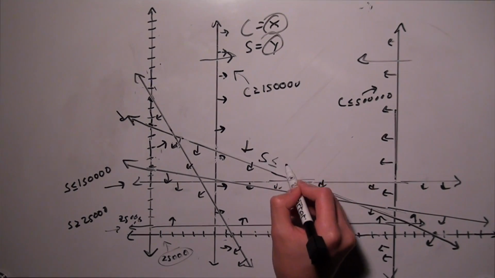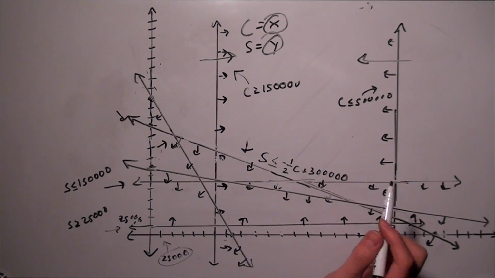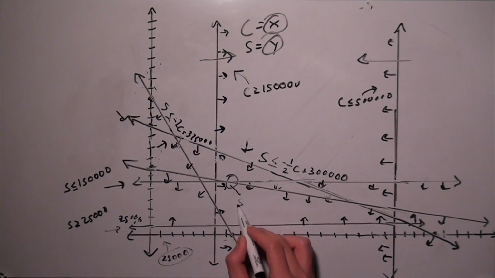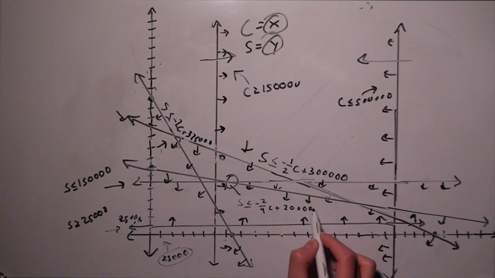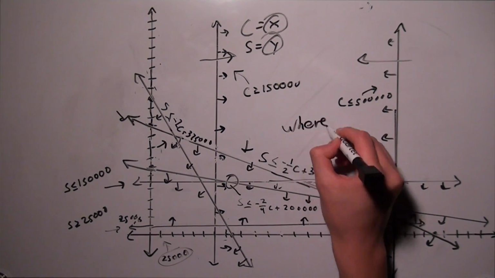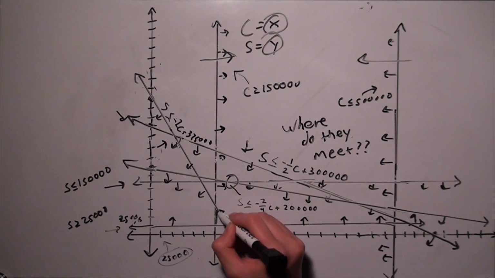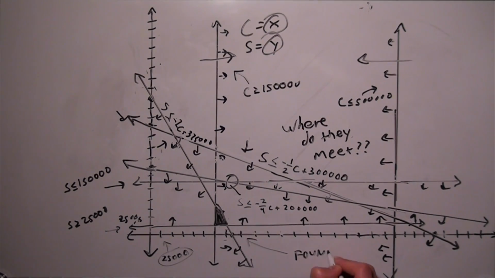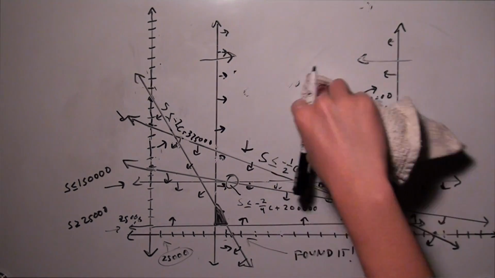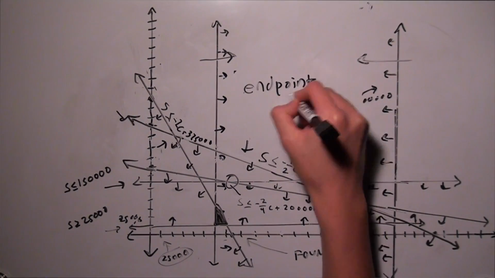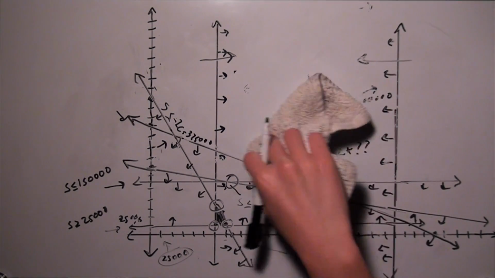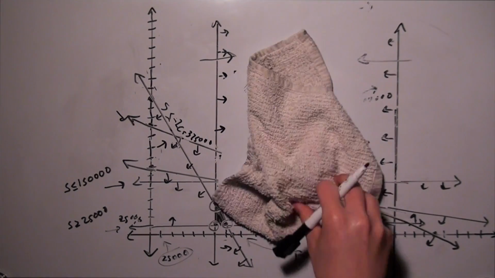Here are our three lines. S is less than or equal to negative 1/2 C plus 300,000. S is less than or equal to negative 2C plus 375,000. Of course, S is less than or equal to negative 2C plus 200,000. But where do they all meet? Right there. That little triangle is what we've been looking for the whole time, and now we've found it. Now what we're looking for is the endpoints of each of the points of the triangle, and we're also going to realize that each of these other graphs that don't make up part of the triangle are not really going to matter at this point.